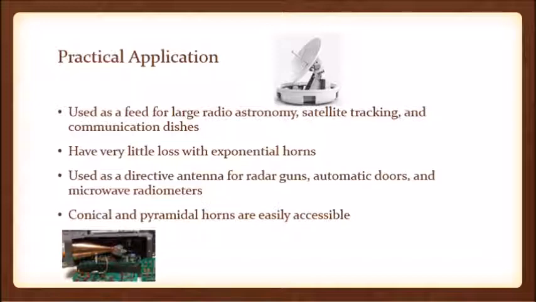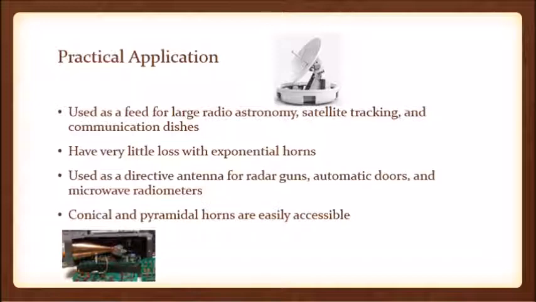However, because of the cost, the exponential horns are not seen very often and are only used for these big projects. For smaller projects and everyday devices, we can see pyramidal and conical horn antennas. For example, the horn antennas are used as a directive antenna for radar guns, automatic doors, and microwave radiometers.